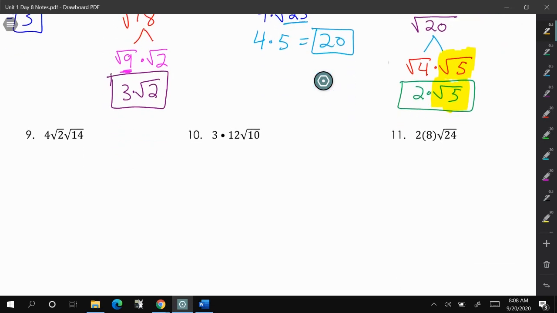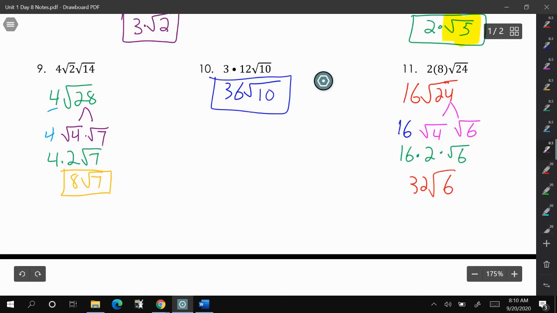Okay, I want you to pause the video and try numbers 9, 10, and 11. So these should be your answers. When you're multiplying numbers, you want to keep the stuff inside the radicals together. So that's why I don't go do 4 times 2 times 14, because 4 right here is outside the radical. So it stays outside the radical down here. But since I have 2 and 14 both under square roots, I can multiply them together.